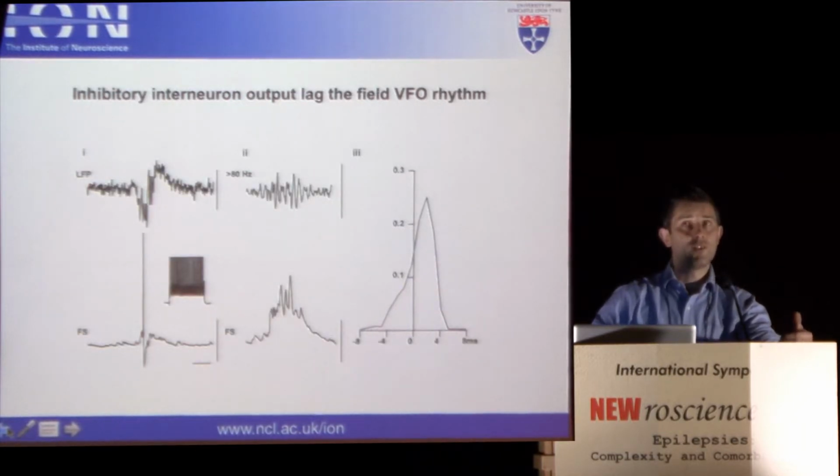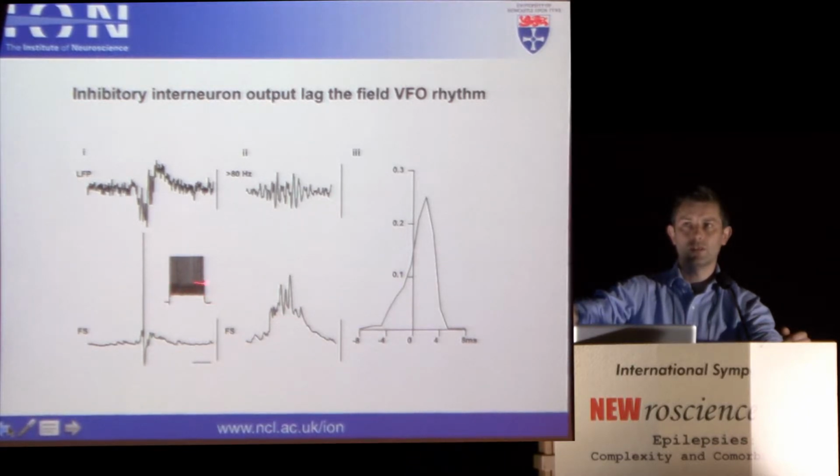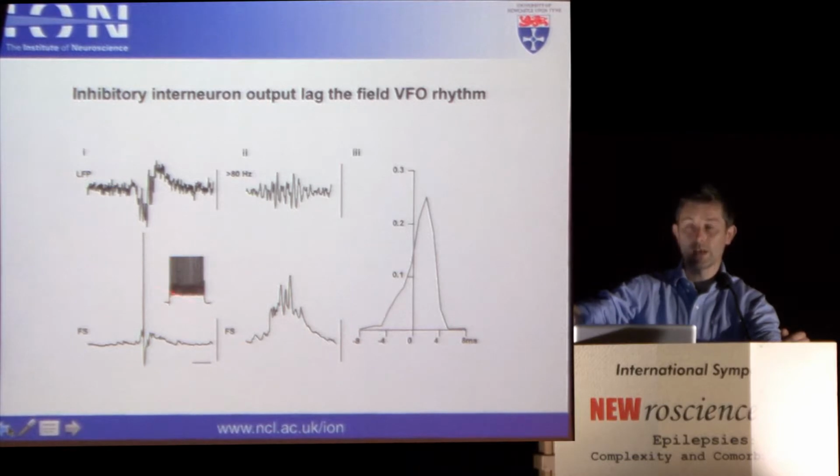If you record from an inhibitory interneuron, and we know that this is an inhibitory interneuron because you can see that when you apply a depolarizing voltage step, you get this non-accommodating behavior. So this is the behavior of a classical fast spiking putative interneuron. And what you can see is that at the same time as you have this interictal sharp wave discharge with VFO, you see that the fast spiking interneuron only generates a single action potential. So you're not getting bursts of action potentials.